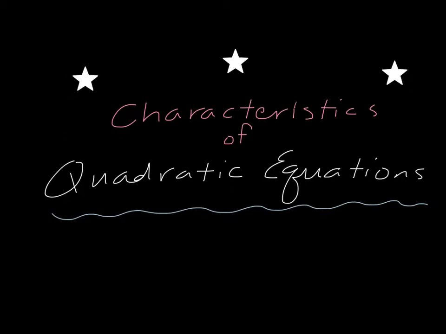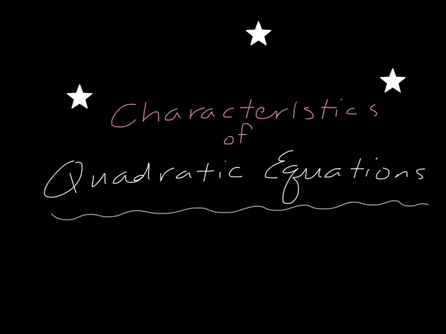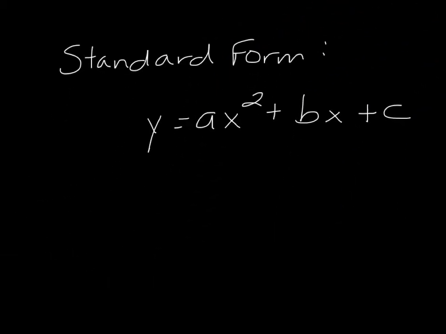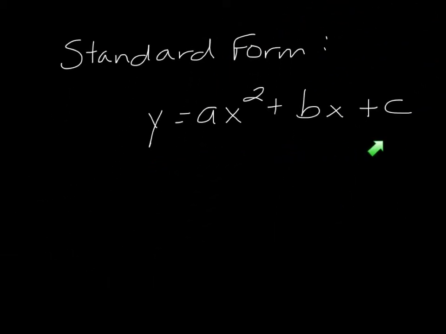If you have a quadratic equation, then you just need to check and see if it is in standard form. So if you've got standard form, you'll see y equals ax squared plus bx plus c. This is the easiest form to be able to tell your y-intercept because it's just going to be that constant value here, the c value.